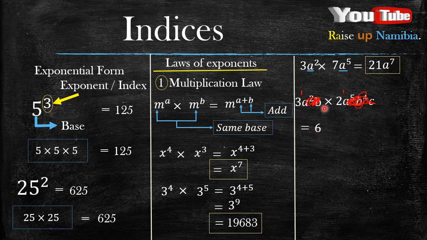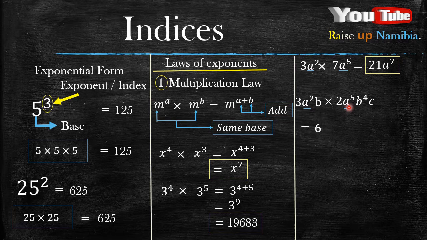Now you are done with the number parts, so you can focus on the letter parts. So now let's look at the left hand side of the multiplication sign. We have a A. Now on the other side of the multiplication sign, do we also have a A there? Yes, we have a A over here. Now are those two bases the same? Yes, this base A and this base A are the same.